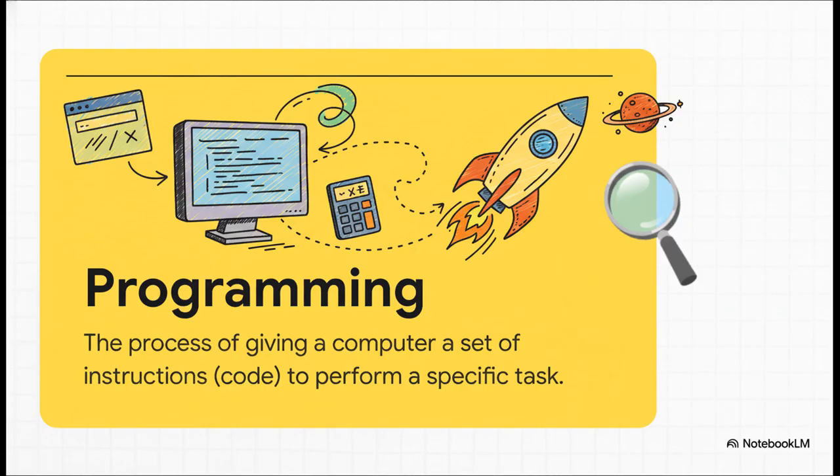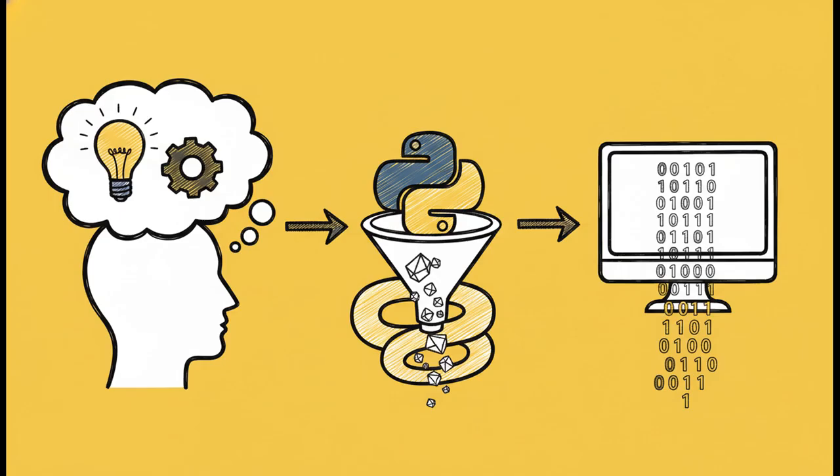That task could be anything, from showing you a website to adding up some numbers or even launching a rocket. Now, you might be wondering, why do we need special languages for this? Well, deep down, computers only understand two things: on and off, or as they see it, ones and zeros. That's it. We, on the other hand, think in words and ideas. So a language like Python acts as the perfect go-between, a translator that turns our human-like commands into the simple ones and zeros the computer can actually use.